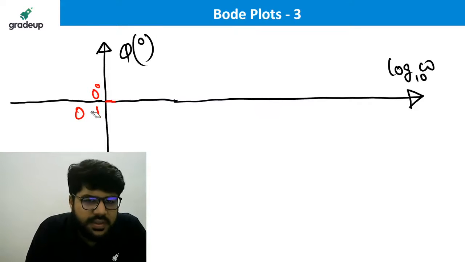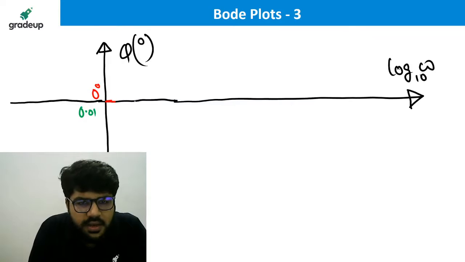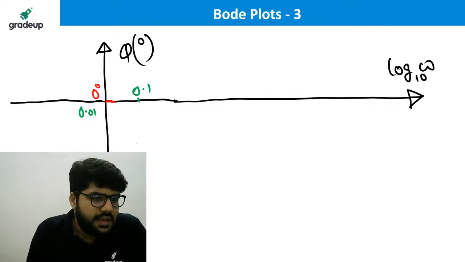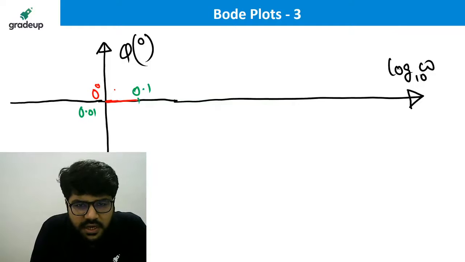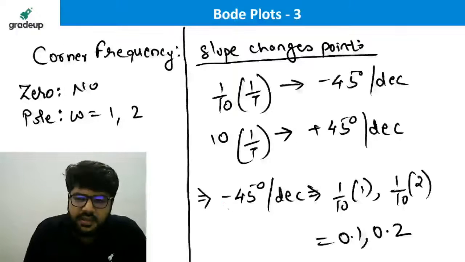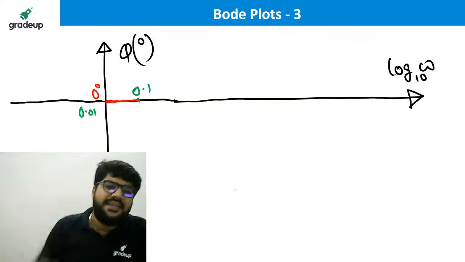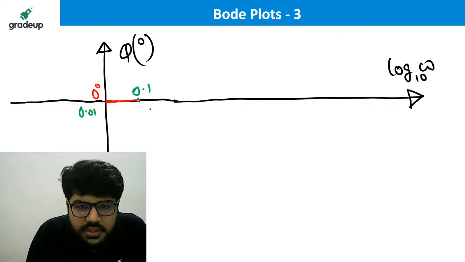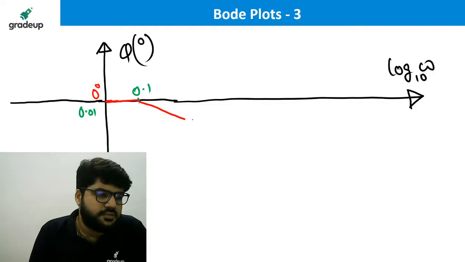As I told, the starting frequency is 0.01. My first slope change point is 0.1. So up to 0.1, the phase will start with 0. And at this 0.1, the slope change is minus 45. See whether it is minus or plus. It is minus 45, meaning bend the line downwards.